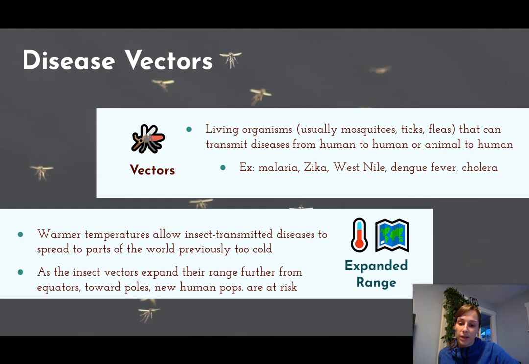As the insect vectors expand their range further from the equator towards the poles, this is going to put more and more people at risk of all of these diseases. Again, some of them can be treated with antibiotics, but some of them are very serious. Zika, for example, results in babies with deformed heads, and we don't have a cure. So more and more populations are going to be at risk from these if the mosquitoes can spread.